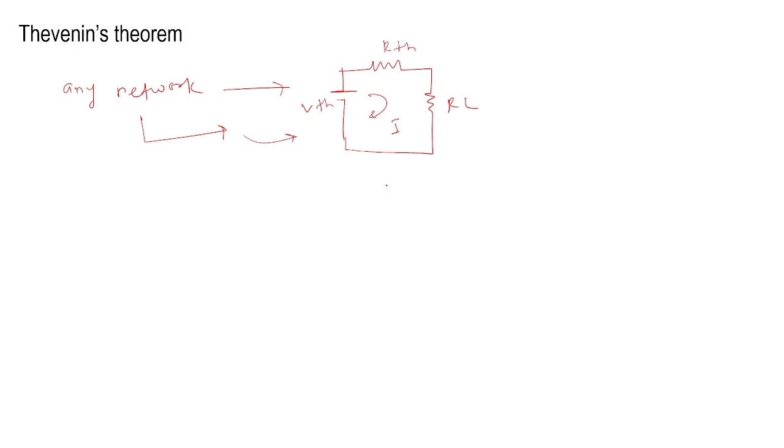Okay, so what Thevenin theorem states is that a linear two terminal circuit can be replaced by an equivalent circuit consisting of one voltage source VTH and one resistance in series with it, RTH. RTH is nothing but the input or equivalent resistance at the terminal when independent sources are turned off. So this is the statement of Thevenin's theorem.